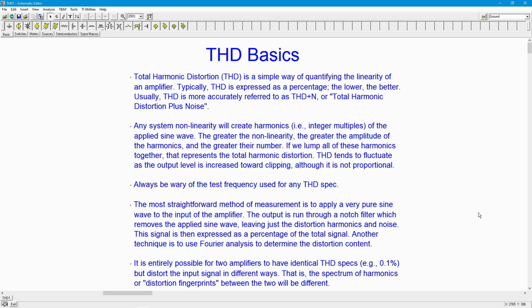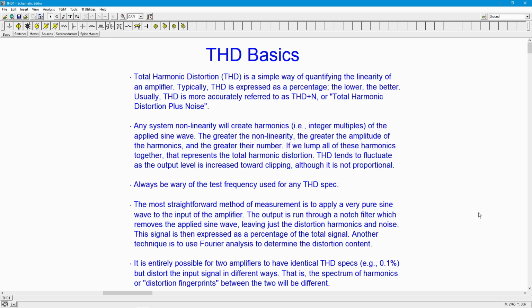Now, to be accurate about this, the way it's measured, it really should be called THD plus N. N stands for noise, because we don't normally filter out the noise that's in there. We look at this larger spectrum, okay? So, yes, it's THD plus N, total harmonic distortion plus noise, but most people just say THD, total harmonic distortion, right? Just one of those quirky naming things.